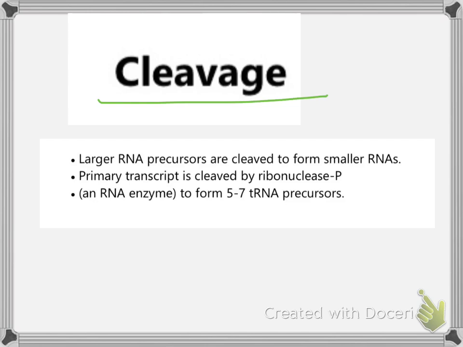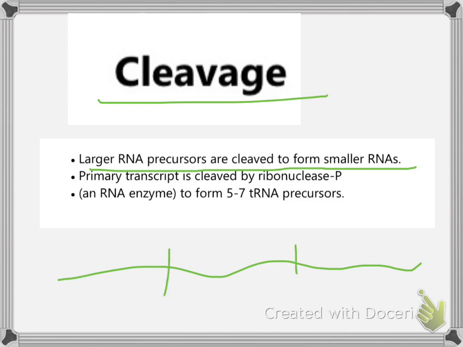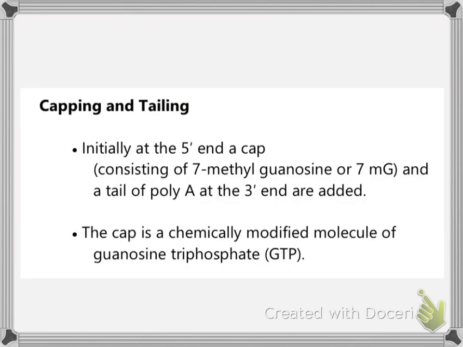In the processing, the first one is cleavage. The larger RNA precursors are cleaved to form smaller RNAs. That is, we get a large RNA transcript. It will cleave into smaller RNA fragments. The primary transcript is cleaved by ribonuclease P to form 5 to 7 tRNA precursors. That is, to form 5 to 7 tRNA precursors.